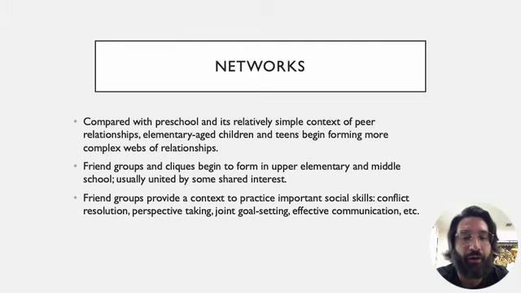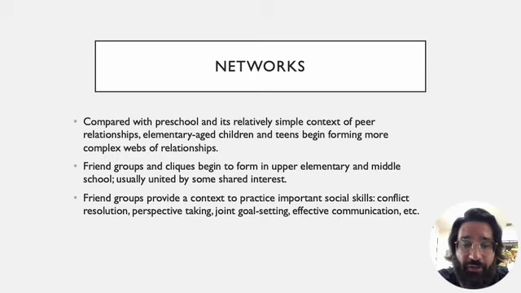Networks. Compared with preschool and its relatively simple context of peer relationships, elementary age kids and teens begin forming more complex webs of relationships. We have friend groups and cliques begin to form in upper elementary and middle school, usually over some sort of shared interest: anime, sports, media, gaming, right? People tend to cluster around certain shared interests. And that's where we have these more complex webs where you may have friends with a lot of different interests and form these more complex webs of relationships.